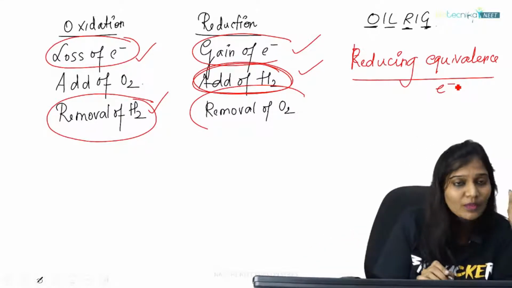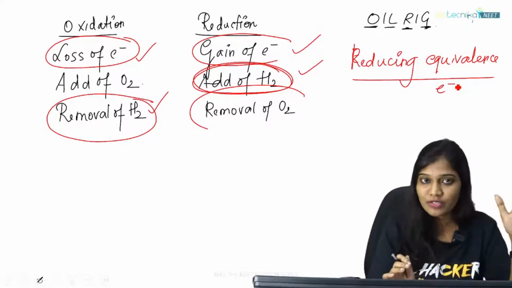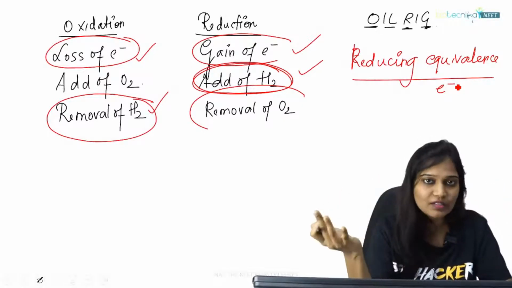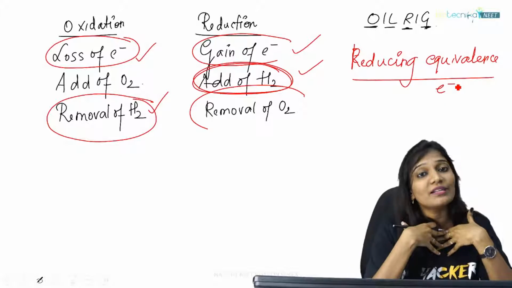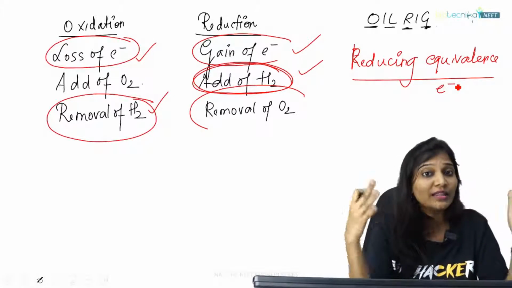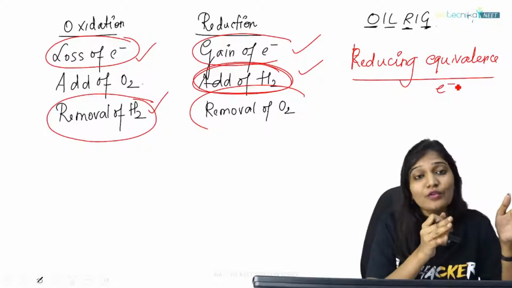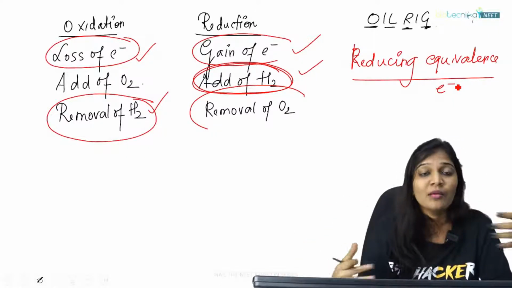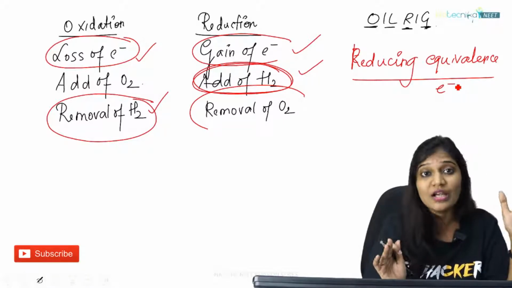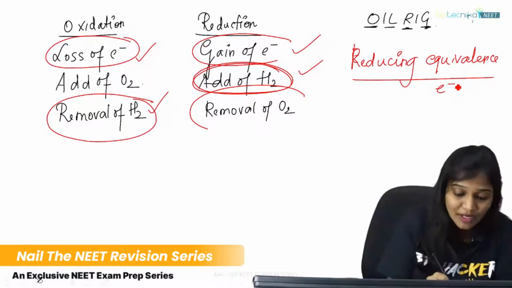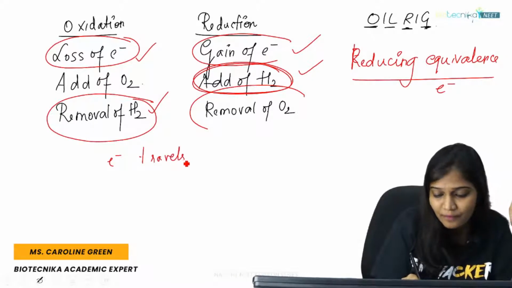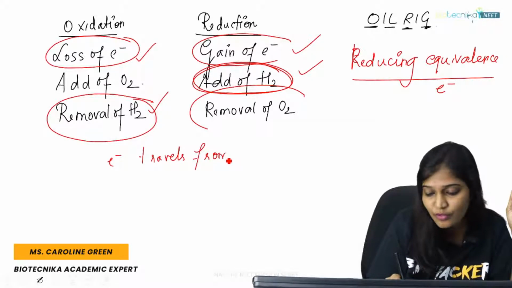So when will the electrons actually move? Let's consider one person in a class. If a person in a class is very active, or we can say he has high energy, that person will not sit in one place, right? He keeps on wandering because he's very energetic. So any molecule which has high energy is going to be unstable. So make sure electrons travel from high energy to low energy.